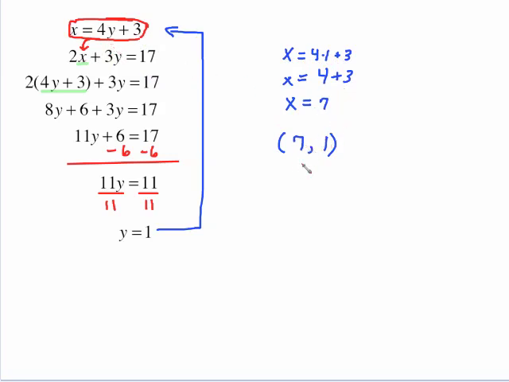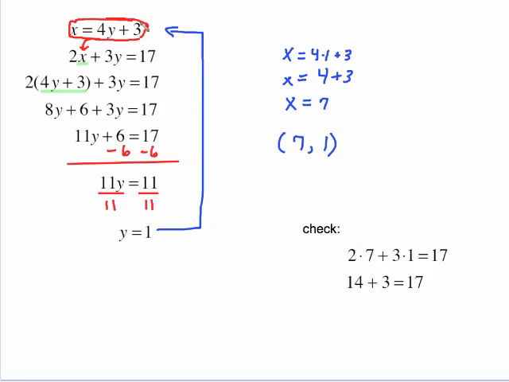Now be careful. When you write your ordered pair, it needs to be in the form x, y. It is not what I find first, what I find second. This was x. It needs to go in the first position. And then when you check, you need to be sure you put 7 in for x and put 1 in for y, not the other way around.